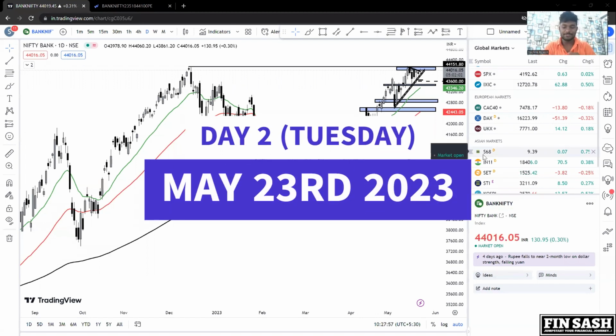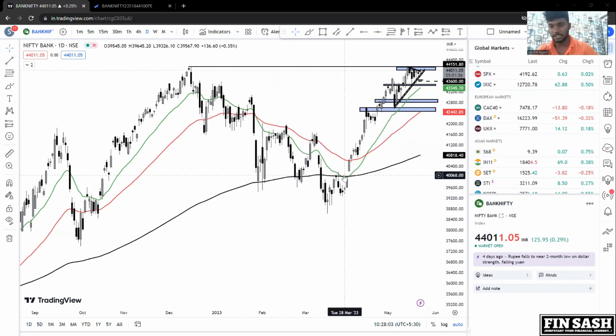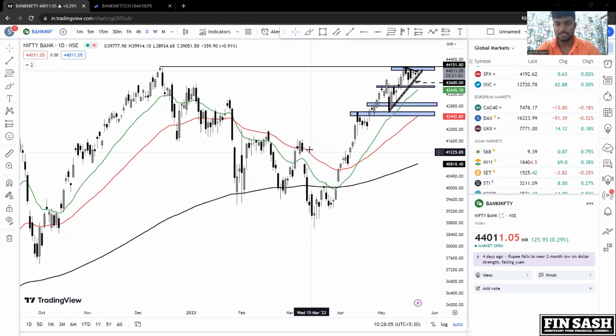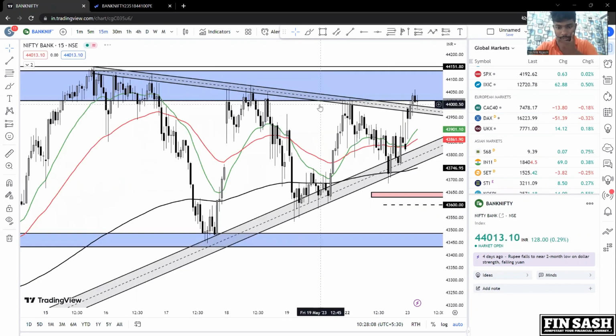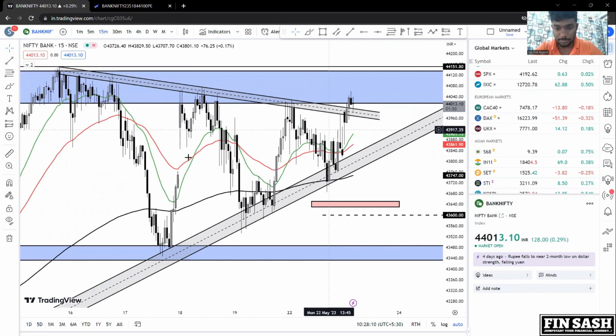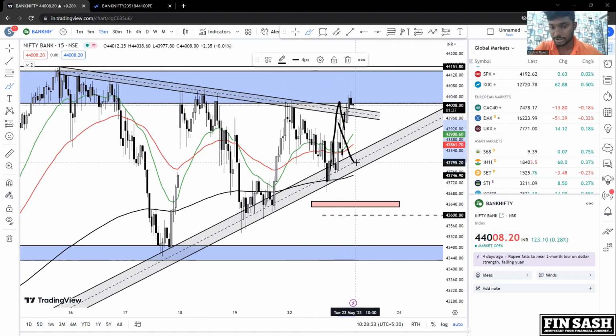All right, guys. So it's day two, May 23rd. So it's around 10:30 right now. And let's check how our trade is going. Okay, wow. So yesterday I updated you guys somewhere here, and the market took support from the 200 moving average and then it went up, took one slight rejection, and it closed there.